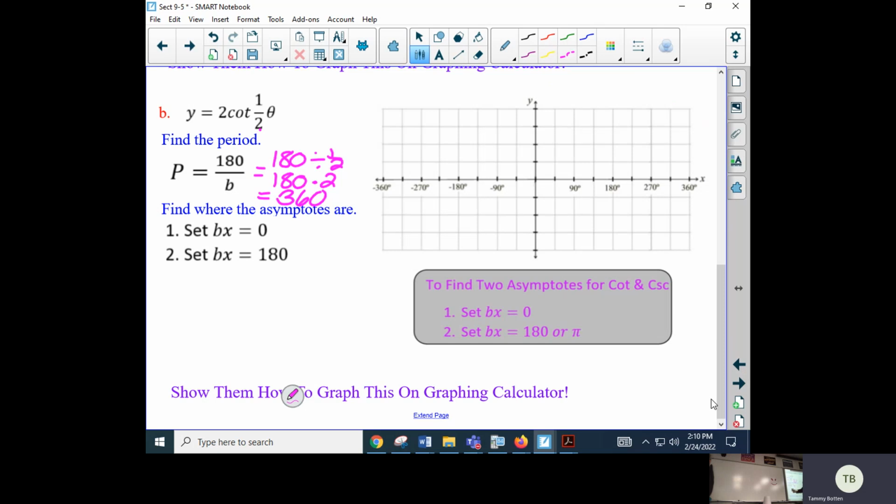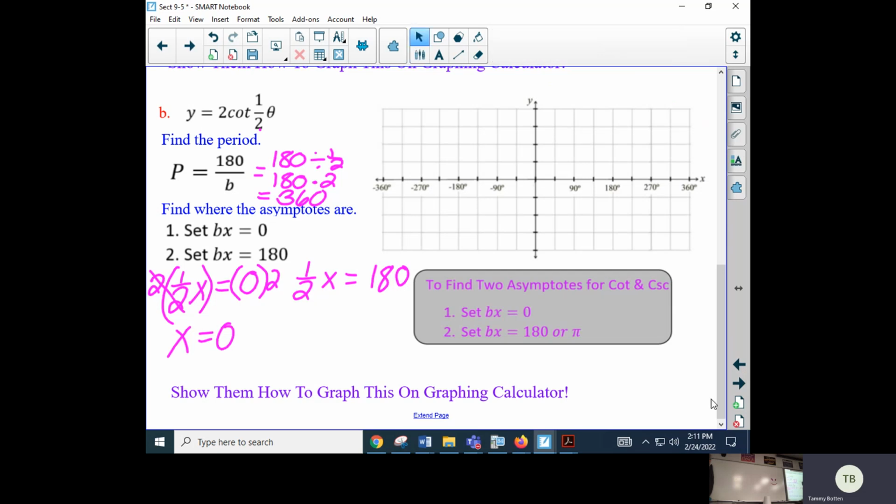And if you go to find out where those asymptotes are, you could set the 1/2 x equals 0 and 1/2 x equals 180. How would you guys get rid of the half? Times it by 2. Okay. So over here, 0 times 2 is 0. If I multiply this one times 2, x is going to equal 180 times 2, which is 360.